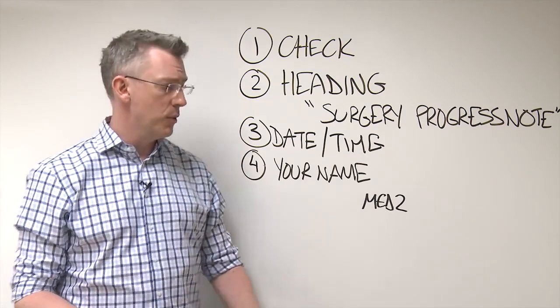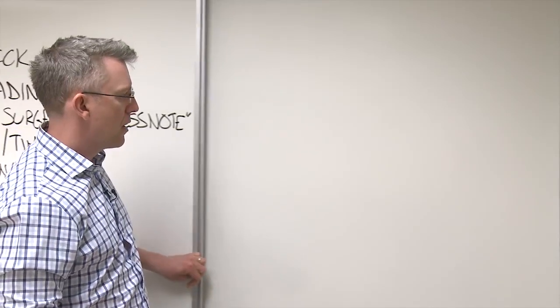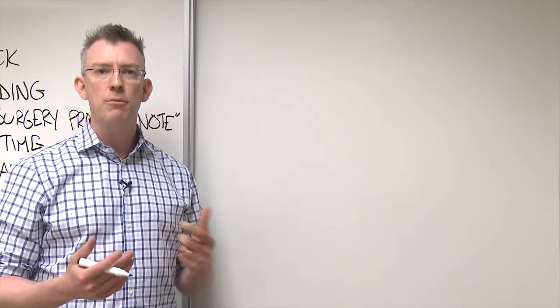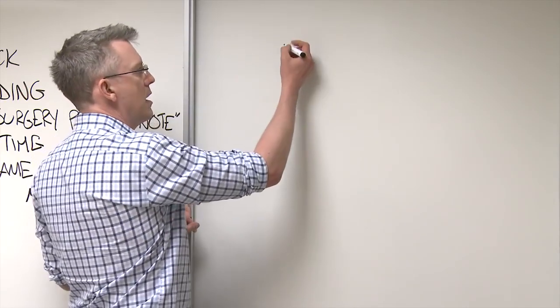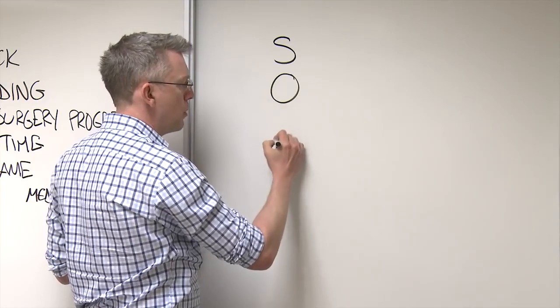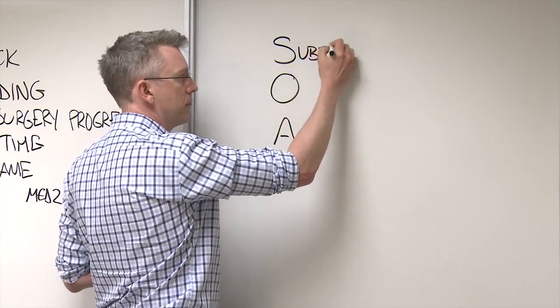Now then, the content of the note is something different. What goes on the inside? There are four key categories for any note, and you'll see them come up over and over again. They fall along a mnemonic called SOAP. S-O-A-P. And S is for subjective.